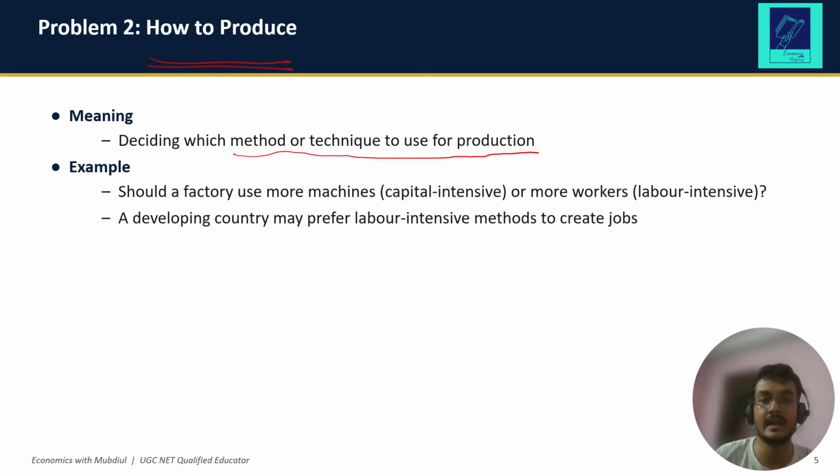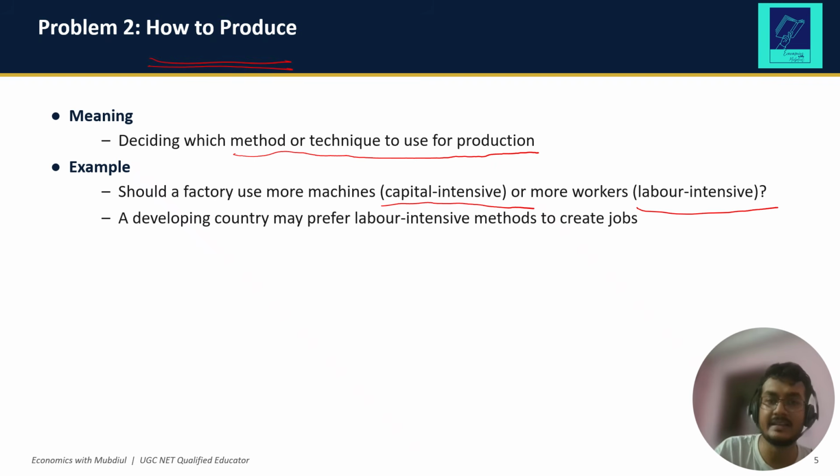There are two important terms on this slide that you should remember: labor intensive and capital intensive. Now let us understand them. A labor intensive method uses relatively more workers in the production process. Suppose you are running a garment factory. You employ hundreds of workers to cut fabric, stitch the clothes, check quality, pack the products, and perform other production tasks. You are relying heavily on human labor. That is labor intensive production.